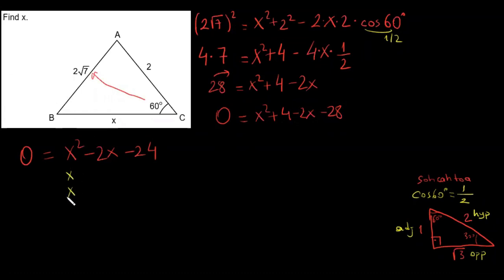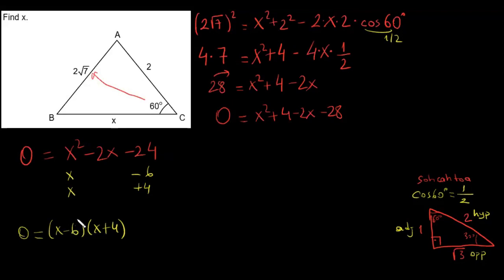So x and x, if you remember, I'm going to need 2 factors of negative 24. When I add them, I need to get negative 2. So those are negative 6 and positive 4. Negative 6 times positive 4 is negative 24. And negative 6 plus positive 4 will be negative 2. So when I factorize this, I'm going to get x minus 6 times x plus 4.